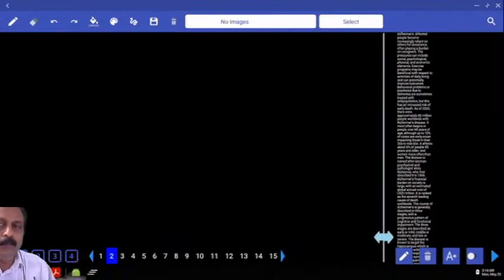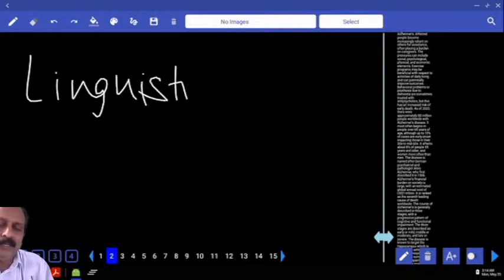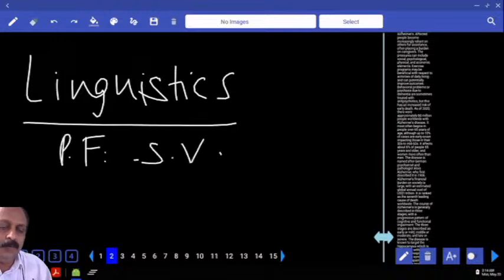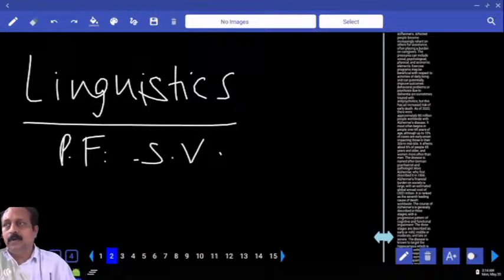Concept, a simple word. Linguistic. Put a star mark and write this word. Linguistics. Answer my question, does it take a singular verb or a plural verb? Though plural form, it takes a singular verb. Write that one. Linguistics are not very popular. Wrong. Linguistics is not very popular. Singular verb. That you have to recollect.